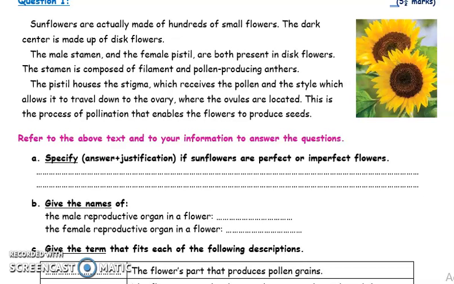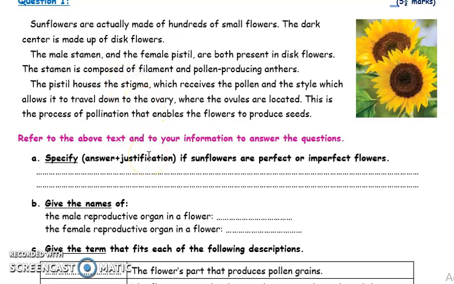Sunflowers are actually made of hundreds of small flowers. The dark center is made up of disc flowers. The male stamen and the female pistil are both present in these flowers. The stamen is composed of filament and pollen-producing anthers. The pistil houses the stigma, which receives the pollen, and the style, which allows it to travel down to the ovary, where the ovules are located. This is the process of pollination that enables the flowers to produce seeds.